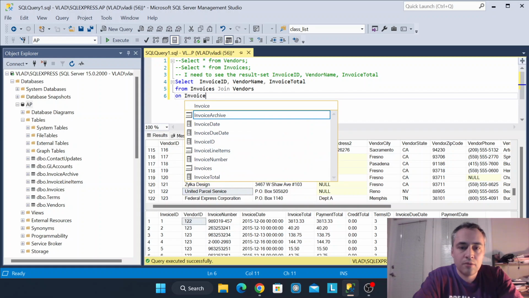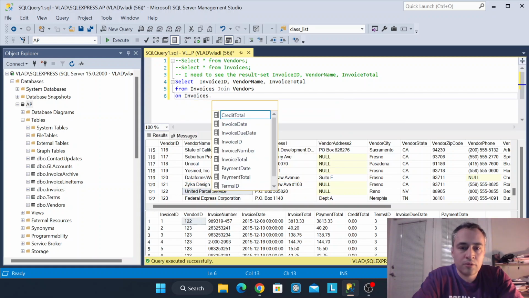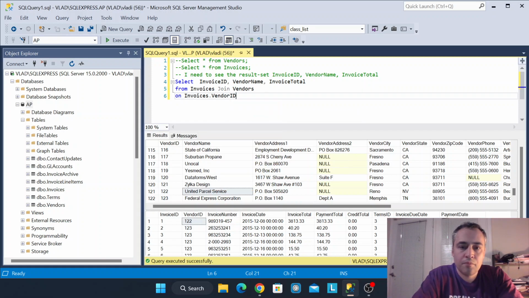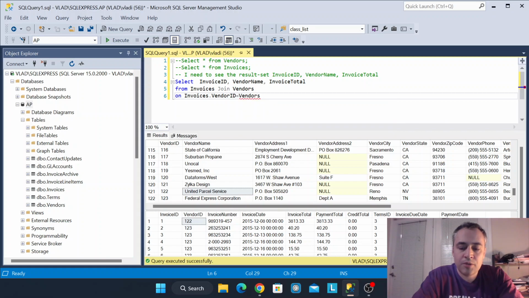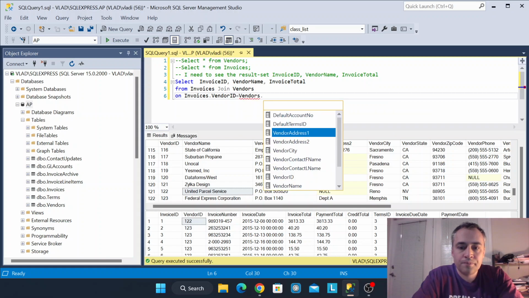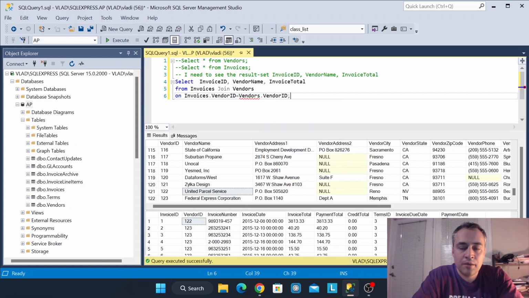invoices.vendor ID and vendors. So basically right now I'm explaining to SQL that these two tables are identified by the vendor ID column. The vendor ID column in one of them has the same value, corresponding values to vendor ID in the other one.